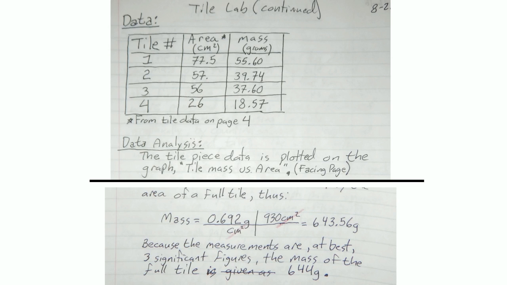I repeated the final calculation of the mass of the full tile at the bottom of my data analysis section. It is done on the graph as well, but I repeated it here so that if anybody was just reading the data analysis section, they wouldn't have to go back and forth between the two sections. Again, this isn't necessary. It's only necessary to be shown once, as long as it's clear and the answer is in a clear place where it can be easily found.